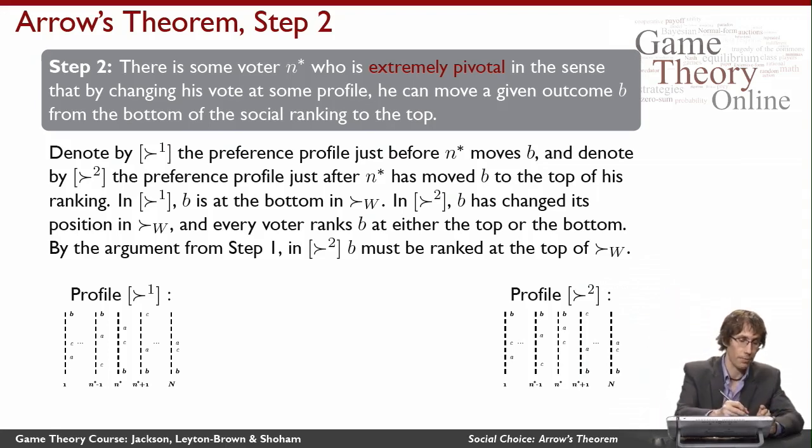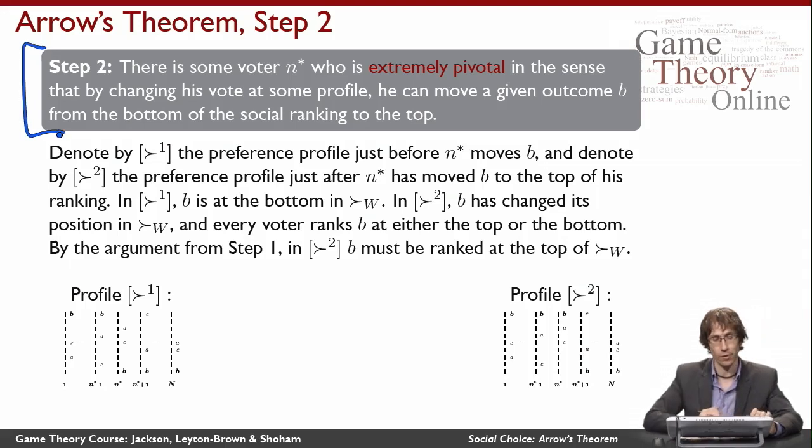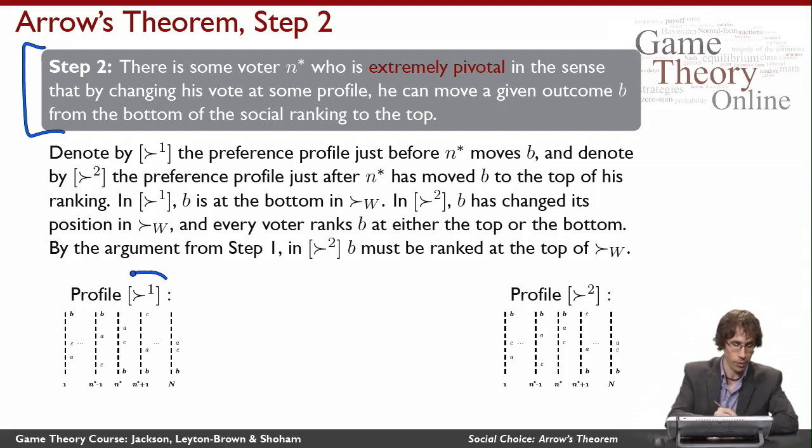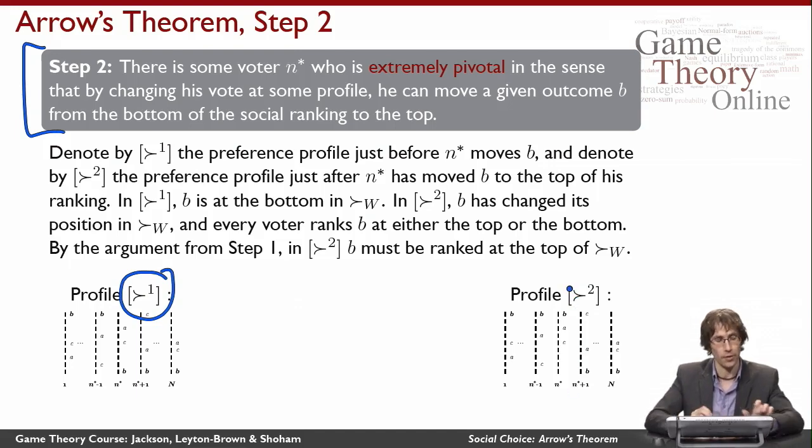And notice that means now that we've proven the thing we set out to prove. There exists some voter who is able to change his vote at some profile, at this profile, in order to move some outcome B from the bottom to the top.